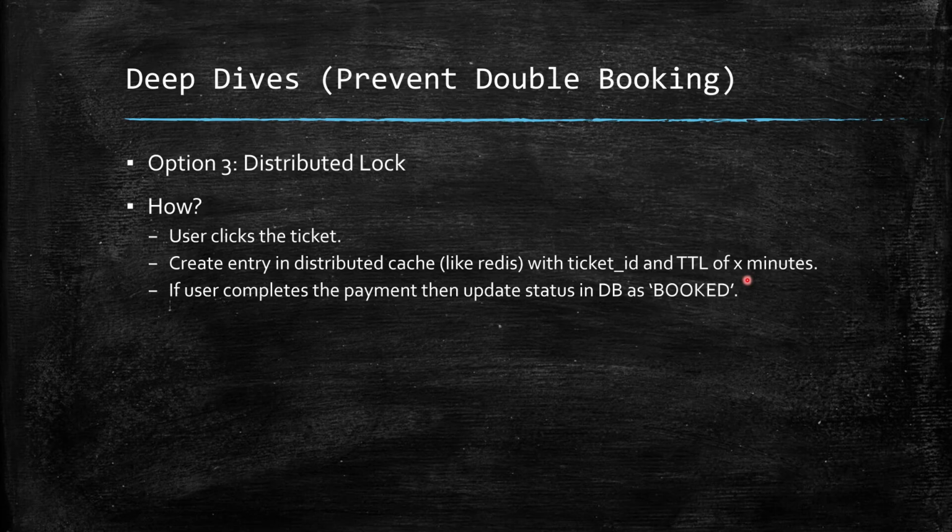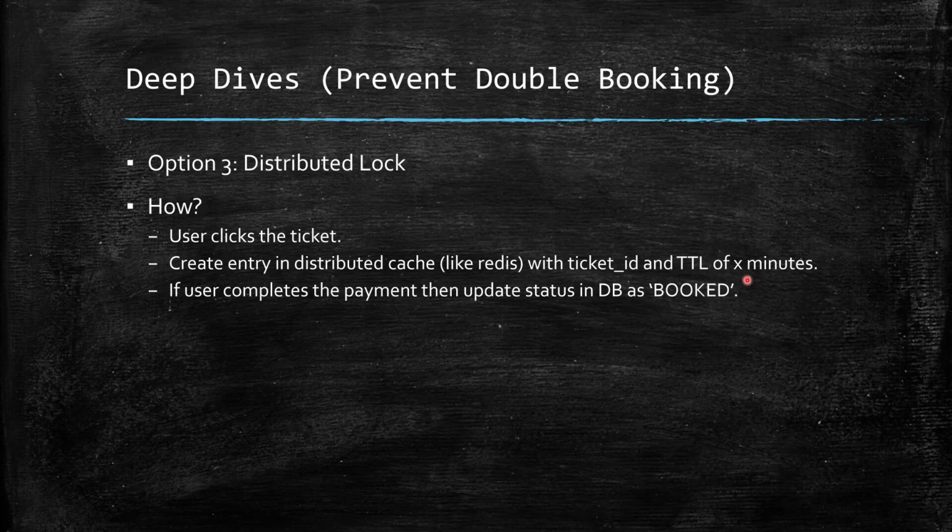So when the user clicks the ticket, what you do is create an entry in the distributed cache. You can use something like Redis or any other distributed cache system, like Aerospike. With the ticket ID and a TTL of, let's say, 10 minutes, you can create an entry inside the distributed cache: the key is the event ID plus the ticket ID, and the TTL of this is 10 minutes.